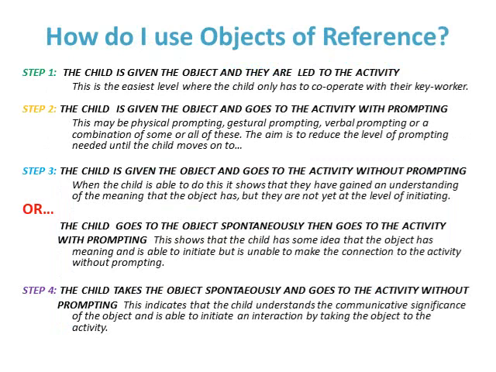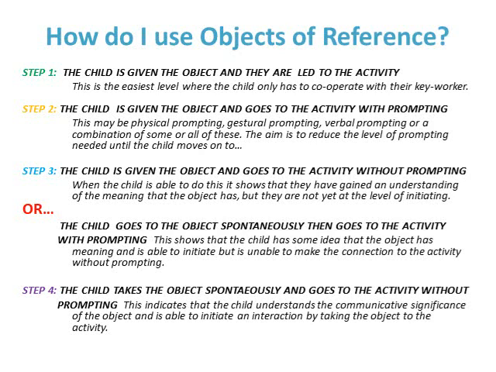So how do we use objects of reference? We can think of it as 4 steps. Step 1, the child is given the object and they're led to the activity. This is the easiest level, where the child only has to cooperate with their key worker. Step 2, the child is given the object and goes to the activity with prompting. This may be physical prompting, gestural prompting, verbal prompting, or a combination of some or all of these.